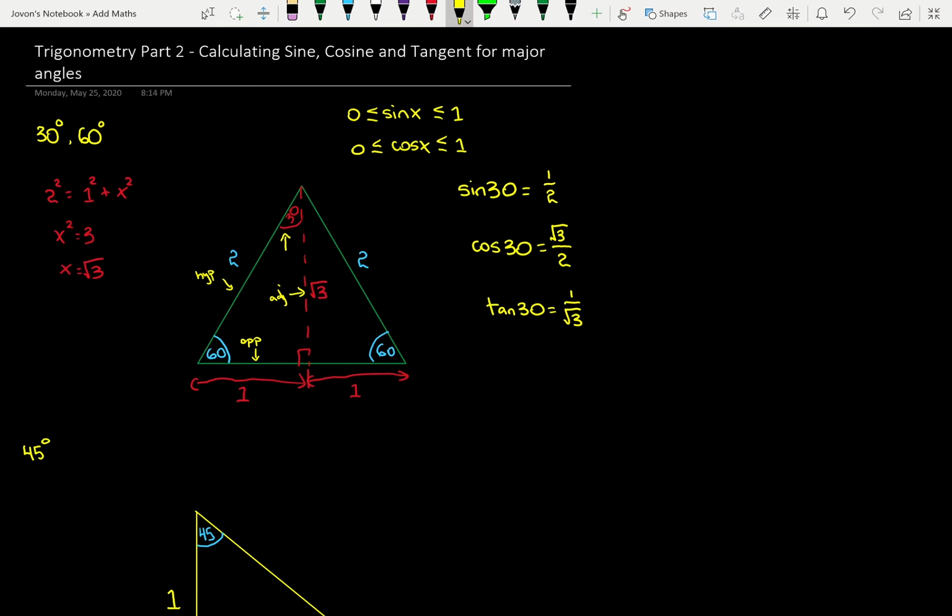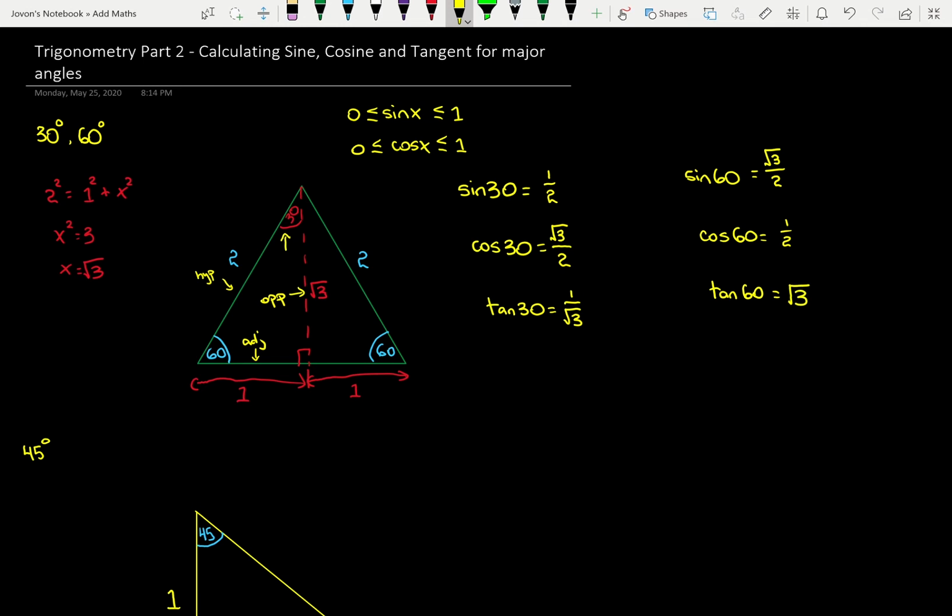We're going to find sine 60 now. When we're dealing with sine 60, this line here actually becomes our adjacent. This line here becomes the opposite, since it's opposite the angle, and the hypotenuse remains the same. So sine 60 is opposite over hypotenuse, which is equal to root 3 over 2. Cosine 60 is equal to the adjacent over the hypotenuse, which is equal to a half. And then tan 60: tangent is opposite over adjacent, which is equal to root 3.